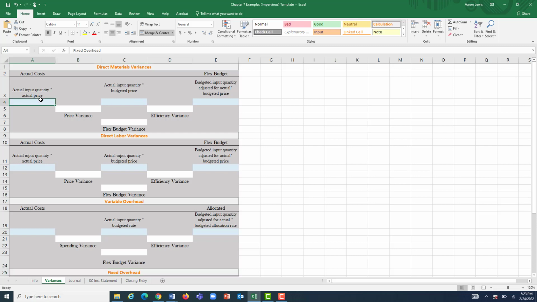So let's start over here with our actual direct material cost for the period. This is found by taking your actual input quantity, how many pounds of material you used, and multiplying it by your actual price, what you paid on average per pound during the period.